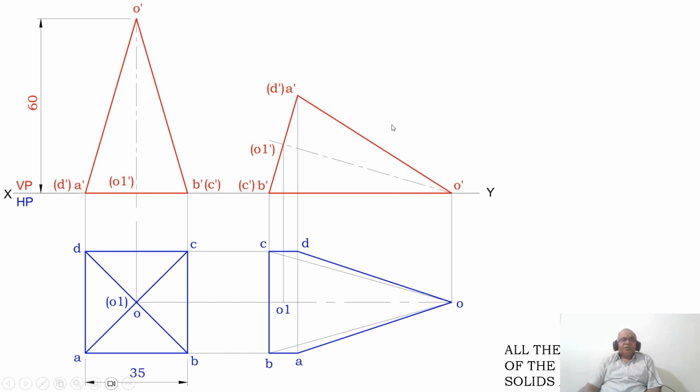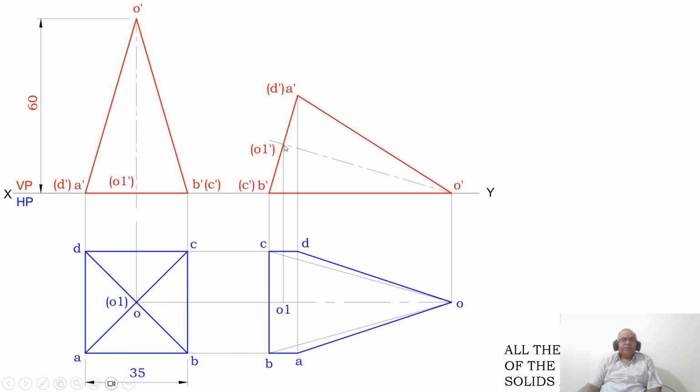How to do that? Draw a vertical projector from B dash and C dash to the top view, and similarly from O dash to the top view, and draw a horizontal projector from B and C. Both these two lines are going to intersect at these 2 points. You mark that point as B and C. Similarly, you draw a horizontal projector from O and also the vertical projector from O dash. Both these two lines are going to intersect at this point. You mark that point as O dash.